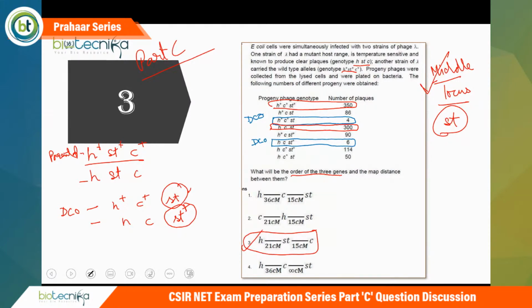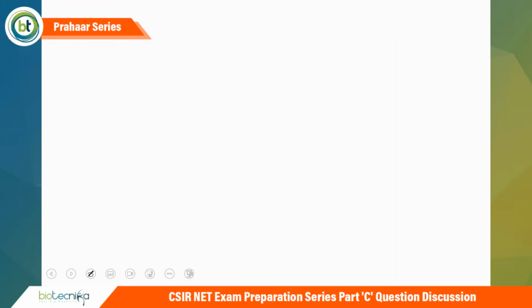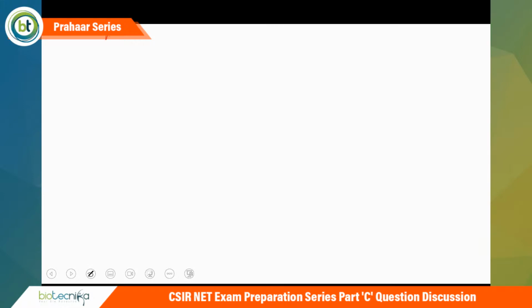Now, when we are calculating the distance between the genes, the first thing we have to do is rewrite the genes in the correct format, meaning keeping ST in the middle. If we keep ST in the middle here, it will become H plus, ST plus, C plus, and H, ST, and C.